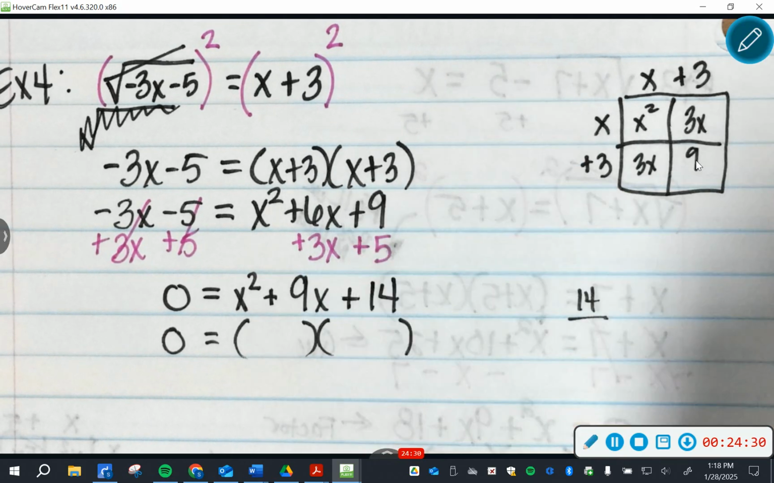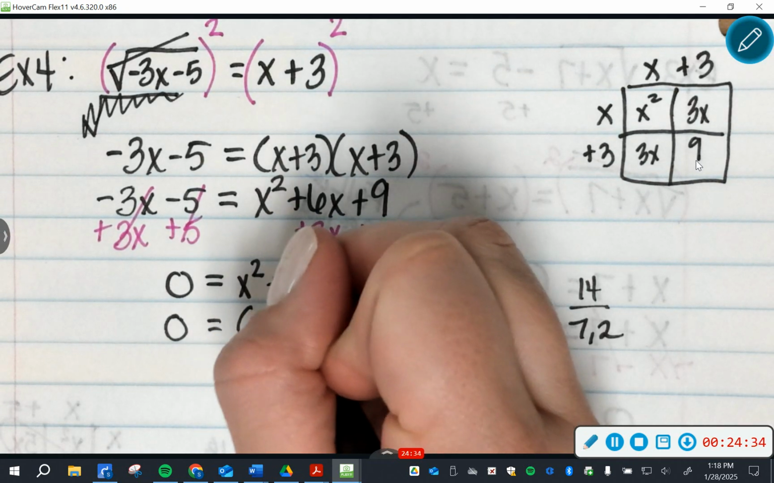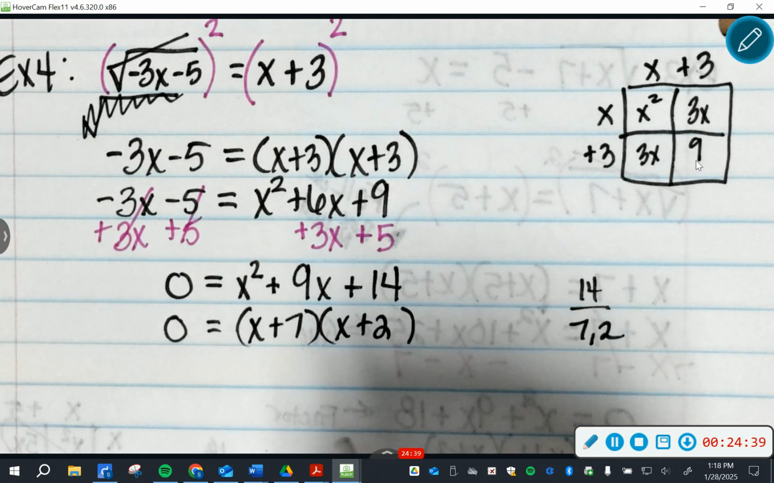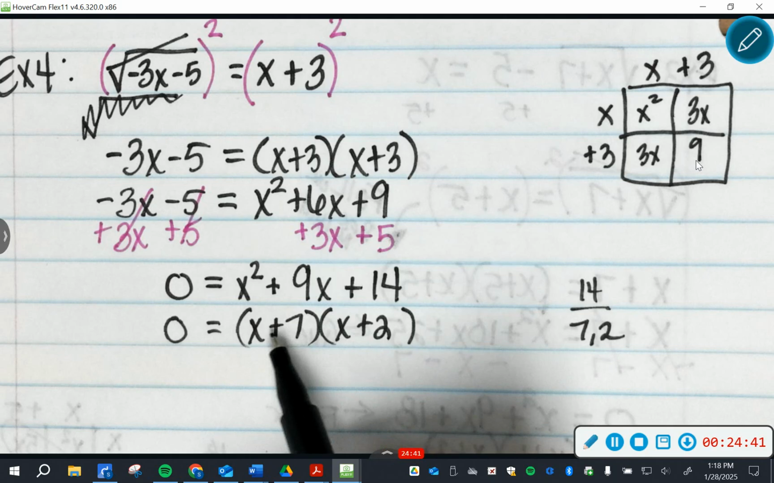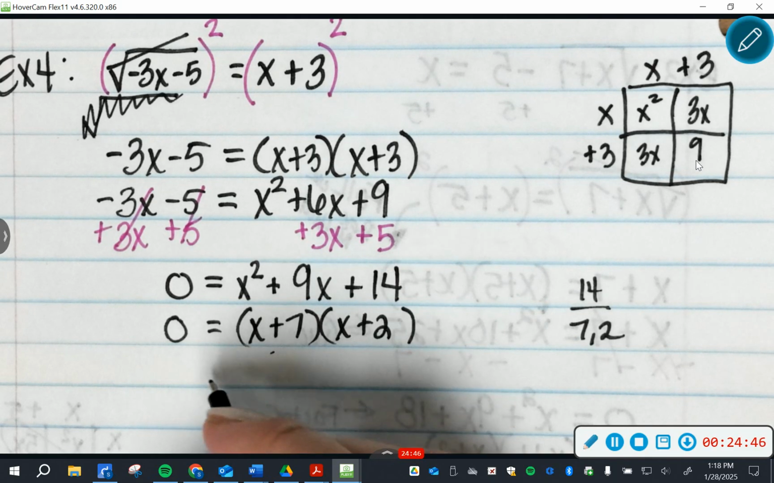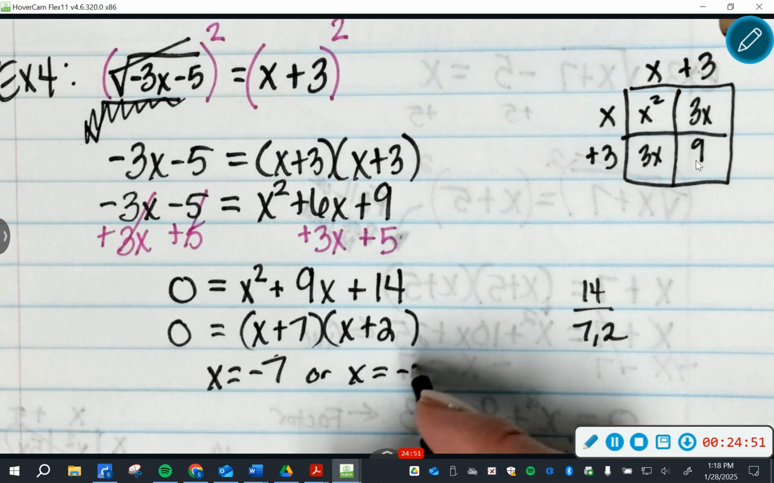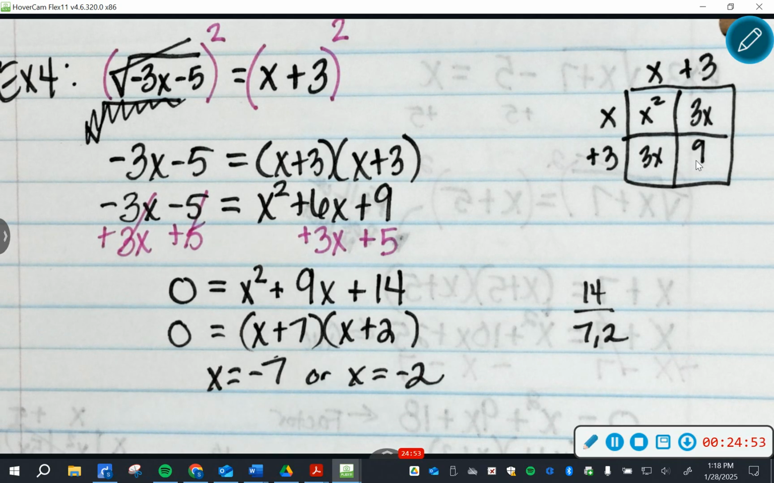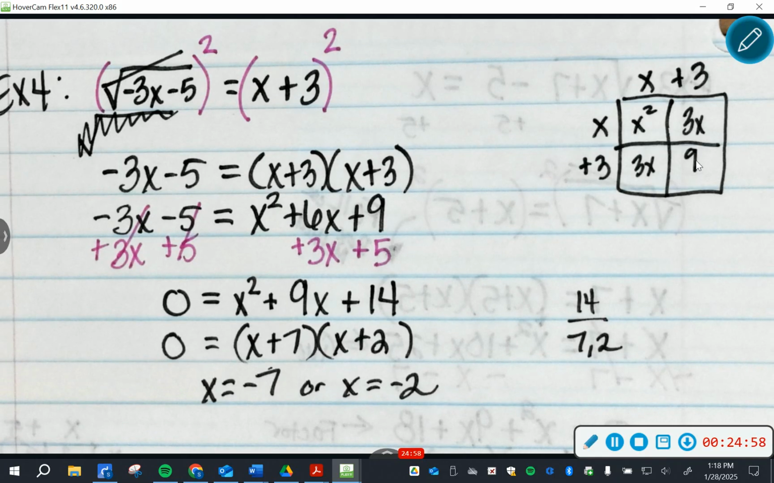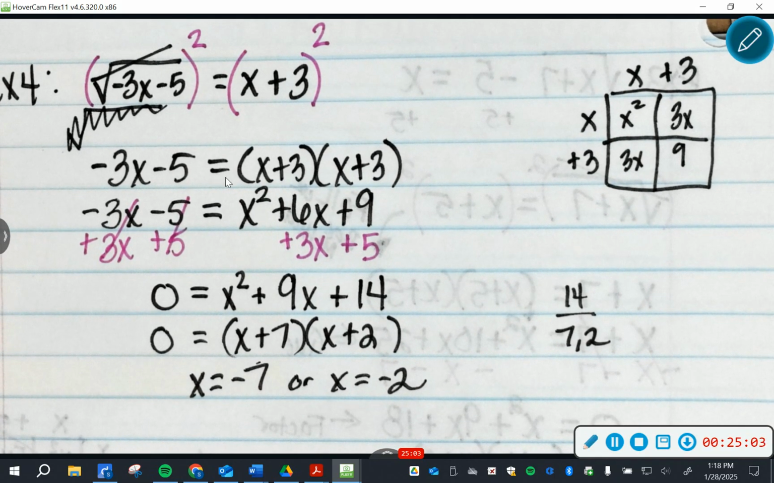Okay, factors of 14 that add to 9 are 7 and 2, right? So we have x plus 7 and x plus 2. And if you can hop right to the solutions, if you remember, the solutions are just the opposite sign of the factor. So x is negative 7 or x is negative 2. Maybe, right? We have to say maybe because one of those, or both of those, might be extraneous.